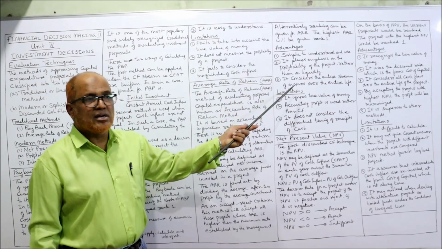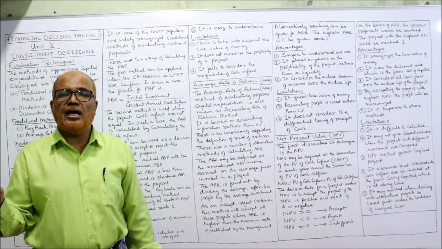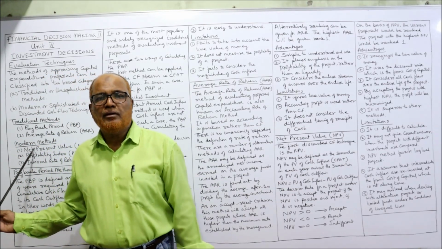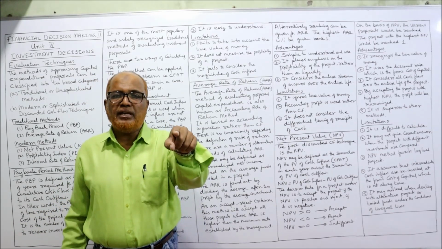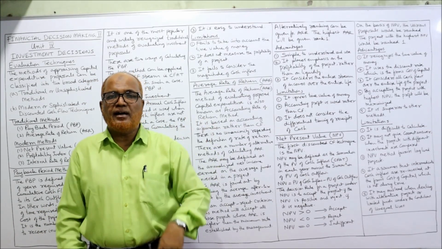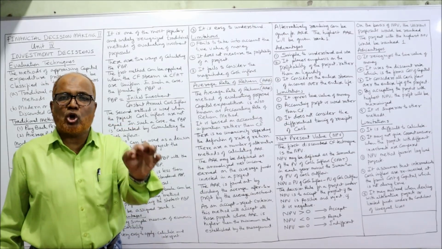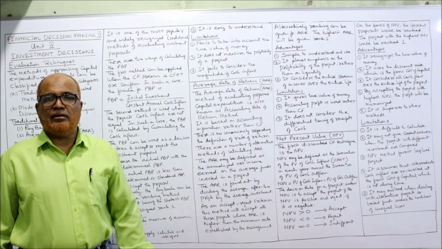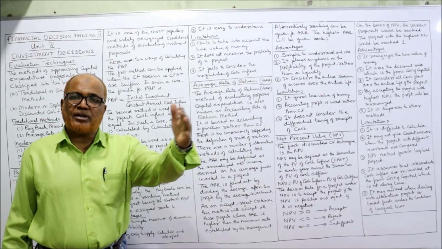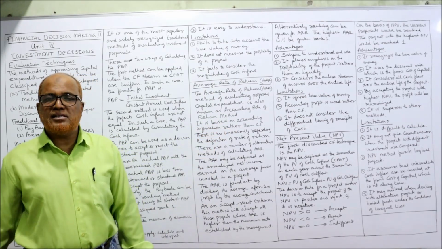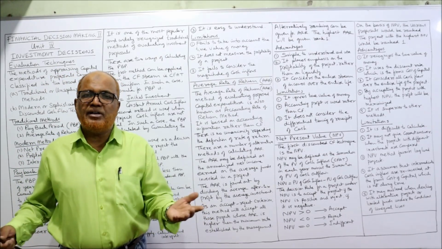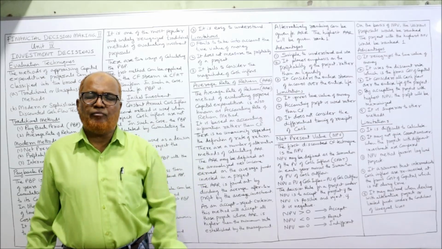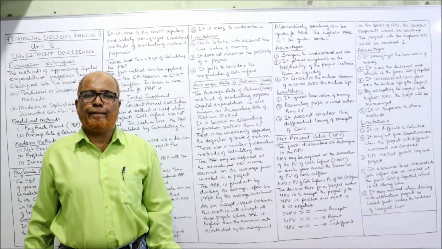These are the advantages. Now, disadvantages, again, the same disadvantage that we have in PBP. The time value of money is not considered in ARR. That is the biggest drawback. In reality, there is time value of money. The value of money will change from time to time. But ARR says the value of money will not change. The value of money remains same. The first year value of money will be same as the 10th year value of money. In reality, it will not happen.